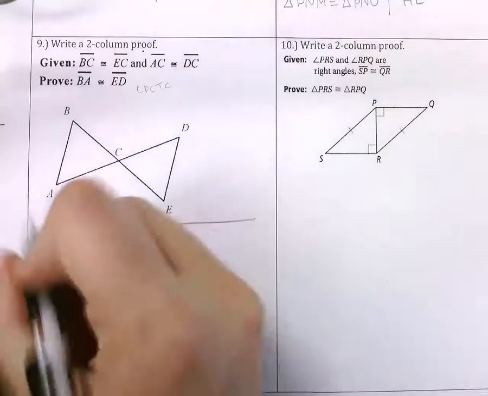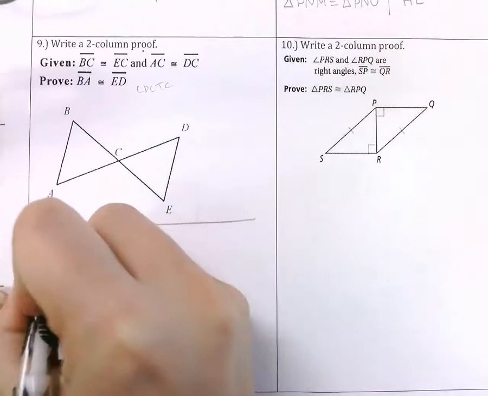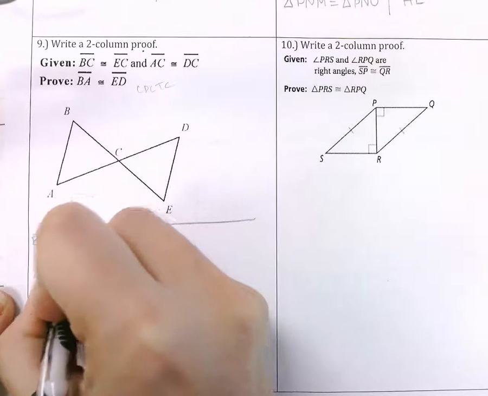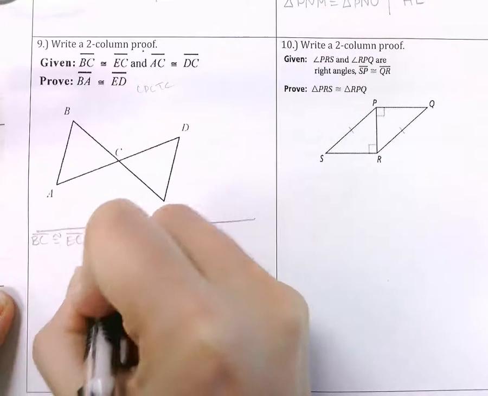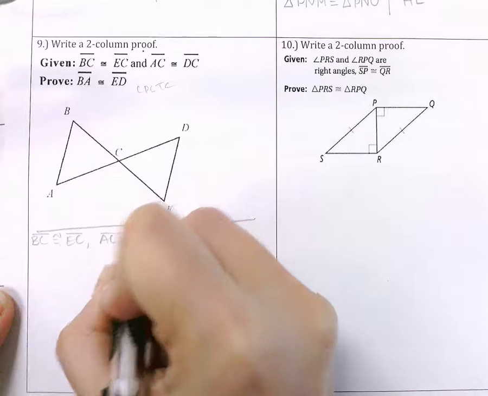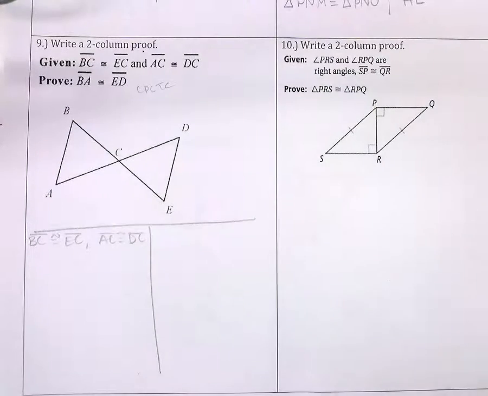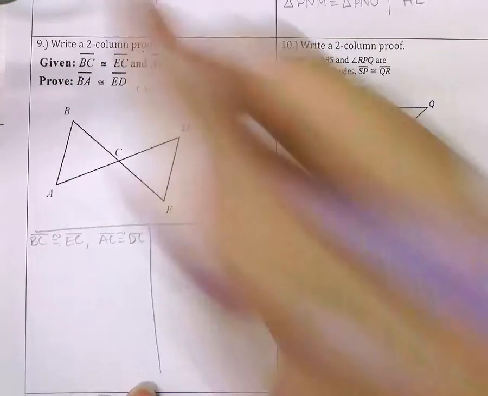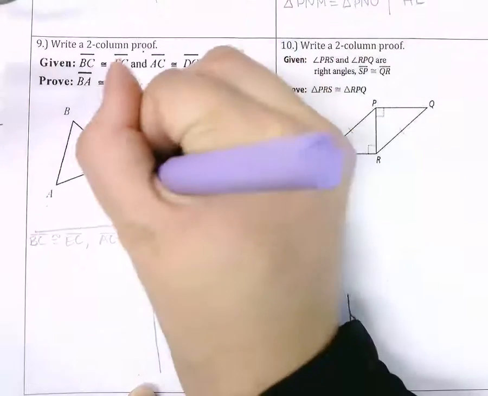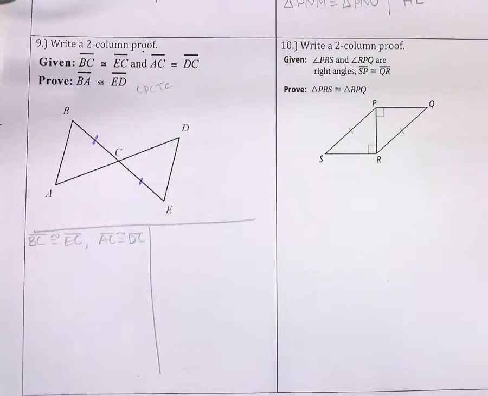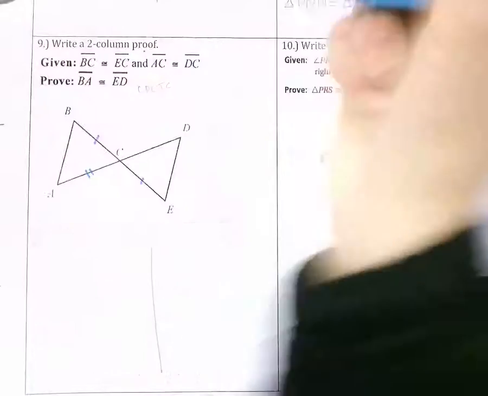But let's not put it in yet. Let's put the given. It says BC is congruent to EC, and AC is congruent to DC. Do you see marks on the triangles that say that? No. Therefore, you should put it in. BC, EC, and then AC, DC.